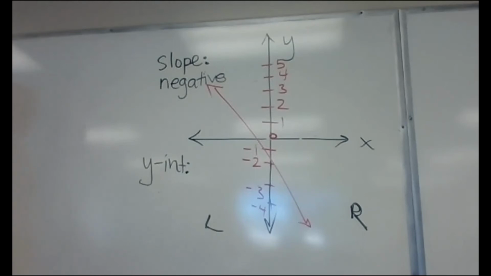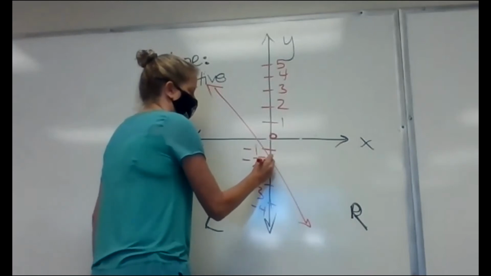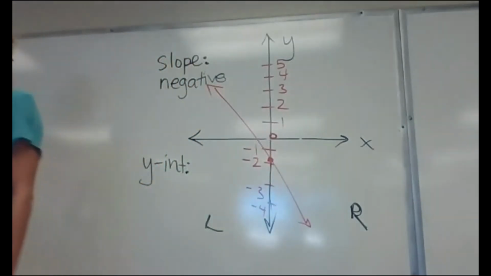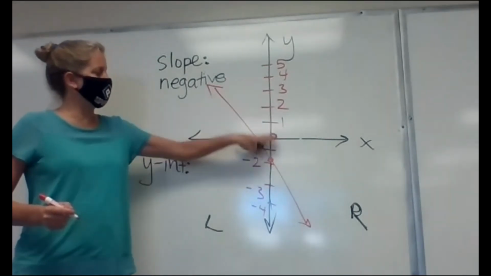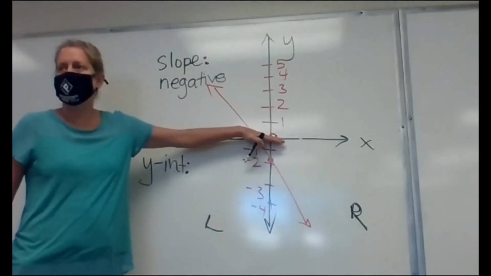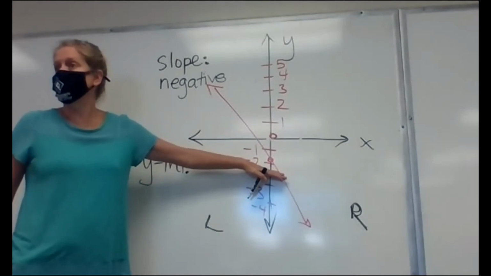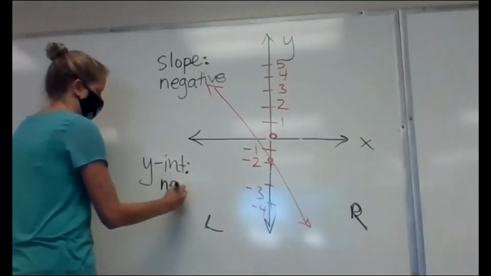Where is its y-intercept? Where does it cross through the y-axis? It crosses through right here. That's where the red line crosses through the y-axis. So is this point where it crosses through the y, is it in positive territory or negative territory? Is it above or below this line? It's negative because it's below that line. So its y-intercept is also negative.